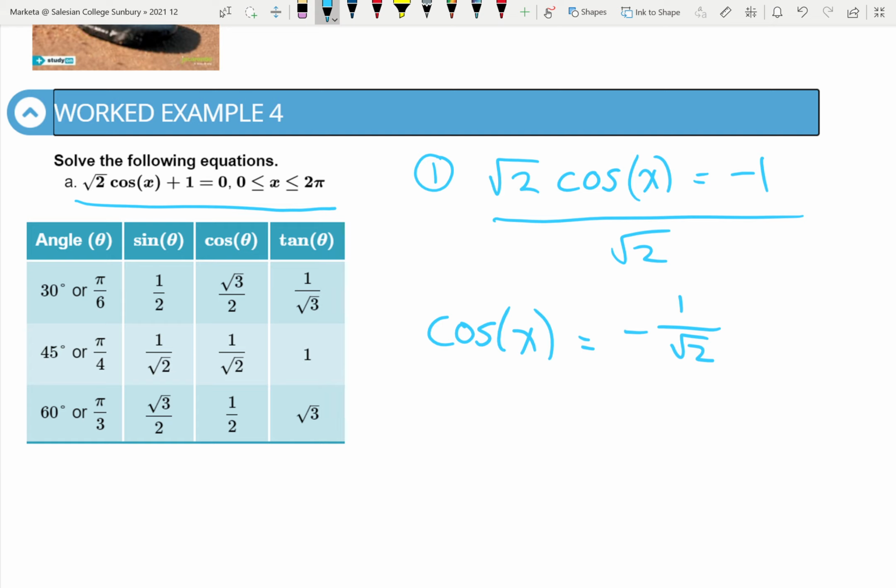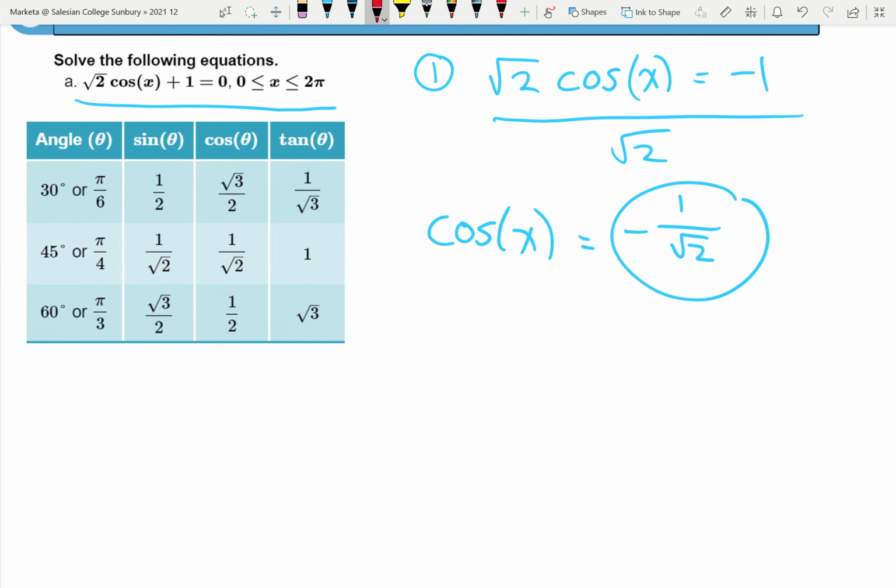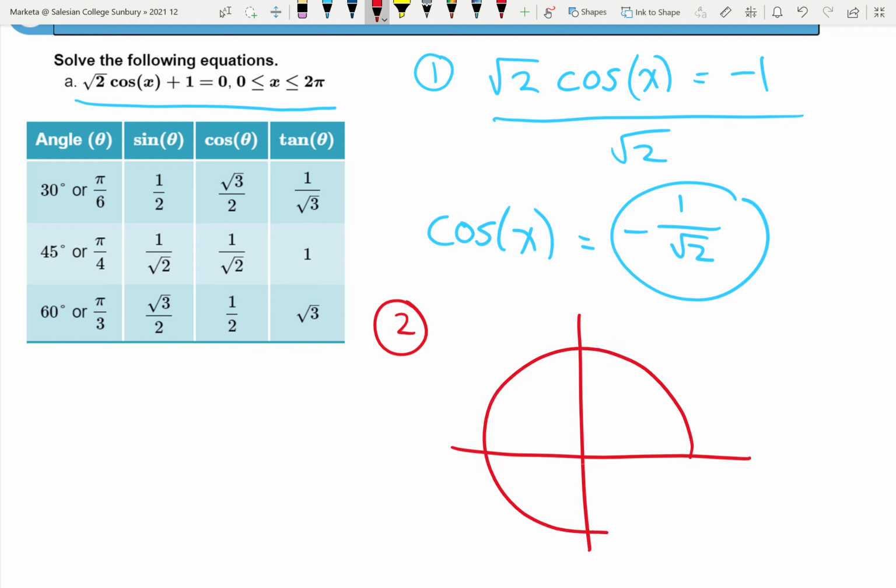And what you can see is that negative 1 on root 2 is not in the table of exact values. It's not anywhere, let alone in the cos column there. So what we want to do is draw the basic angle. The second thing I would do would be to draw a unit circle and put a diagram representing cos x equals 1 on root 2.